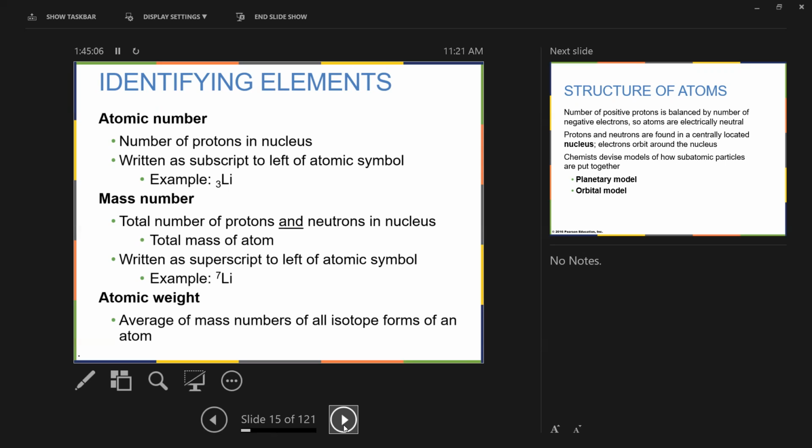But this is not a general chemistry class. This is A&P, and so I'm going to try and keep it as focused as I can on our healthcare perspectives. Why are we all in this A&P class? So the atomic number gives you the number of protons in the nucleus, and it gives you the number of electrons in orbit around the nucleus. We're going to see that the electrons are really, really important.